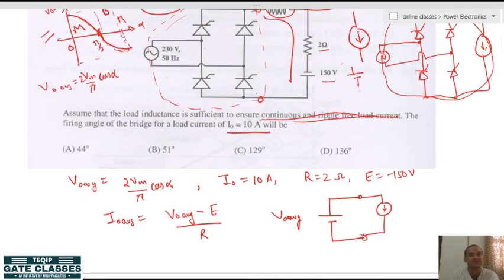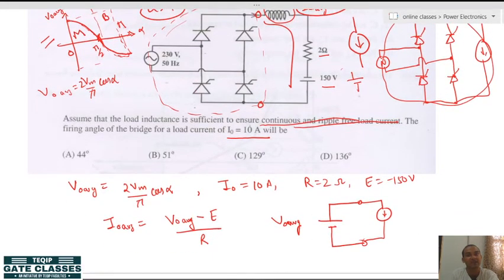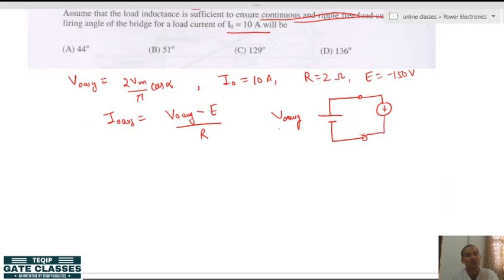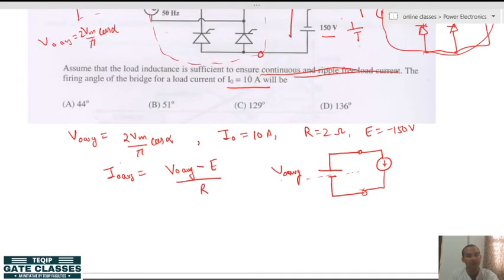Now, in this case alpha must be greater than 90 degrees. So, the average output voltage comes out negative, which means this voltage can be replaced by a supply like this, alright. So, now you have the average output current as 10, and the average output voltage is 2 Vm upon pi cos alpha, minus E, which is replaced by minus E. Why? Because the terminals are interchanged, alright. So, minus E divided by R.